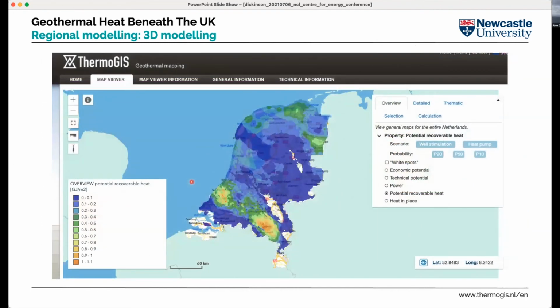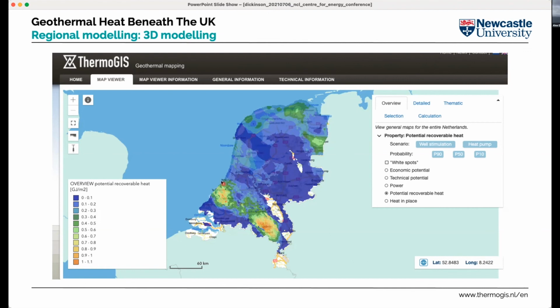And the hope is that using this model, we can build something similar to what is shown here. So this is a site called ThermoGIS from the Netherlands. And they've taken a similar approach to build a 3D model. And then around this model, they've built a web page, which is very interactive. This is just a screenshot, so I can't show you. But you can look at different depths within the Netherlands, and you can look at things like the heat in place, how much power you could expect to get out of it, how economically sensible it is to do that.